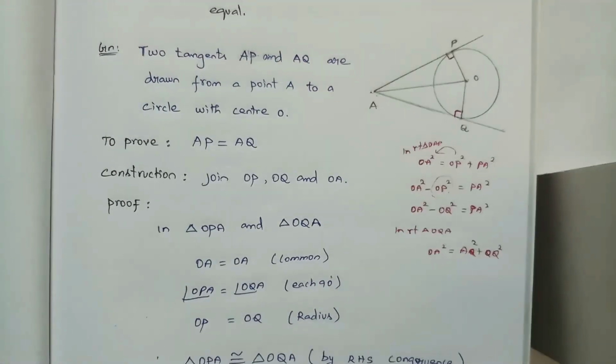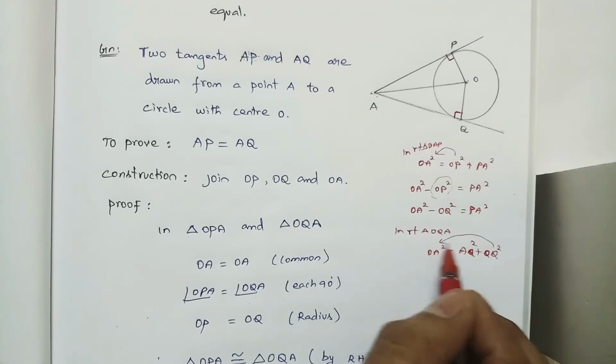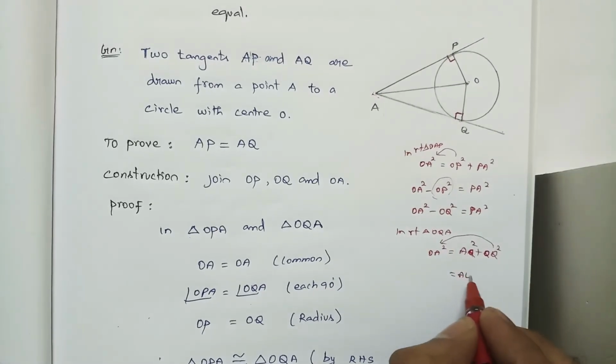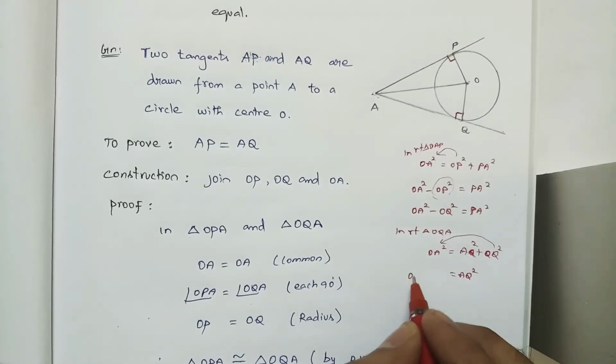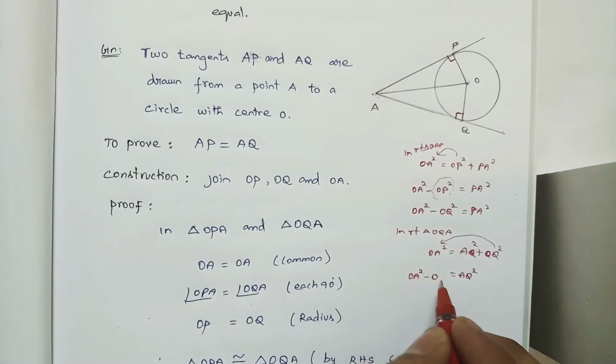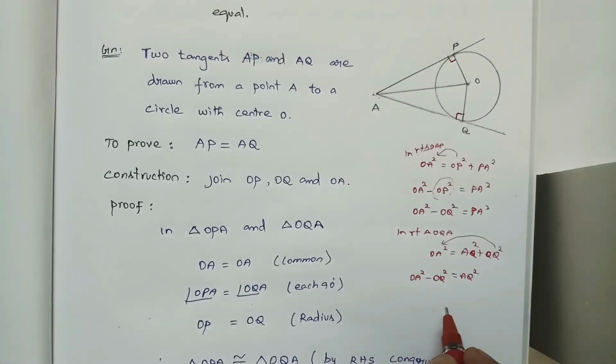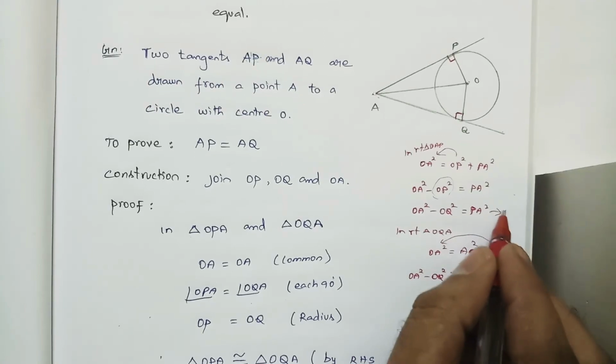Bringing this OQ square to the LHS, then it will become AQ square is equal to OA square minus OQ square. Just compare, this is from the right angle triangle.